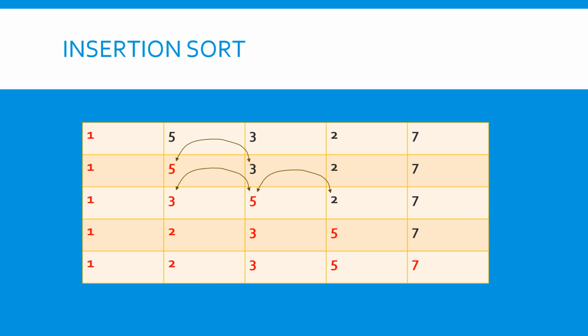Similarly, for the fourth element 2, we know we also need to insert 2. We compare 2 with 5 and swap them. Then we compare 2 with 3 and swap them. Finally, we compare 2 with 1 and terminate the insertion. We repeat the process for each element and terminate when we reach the end.